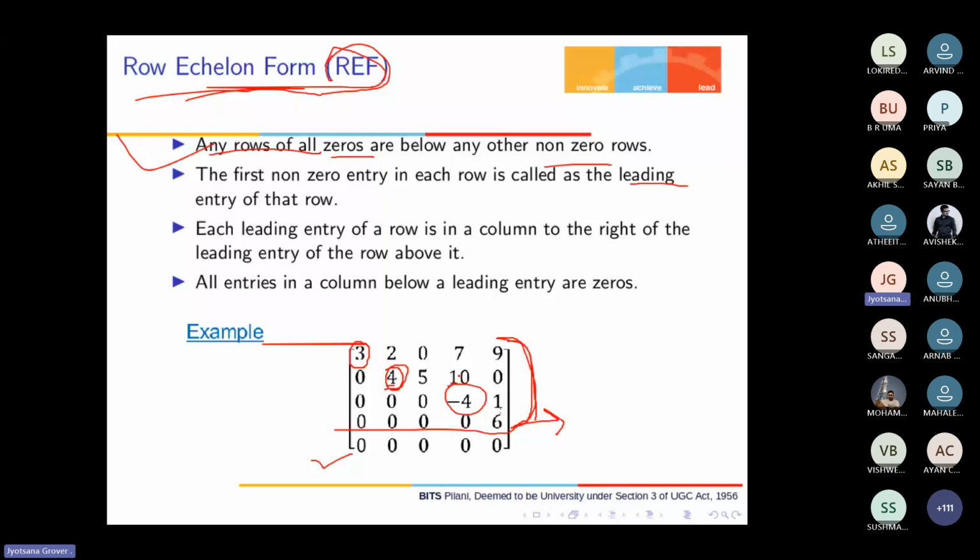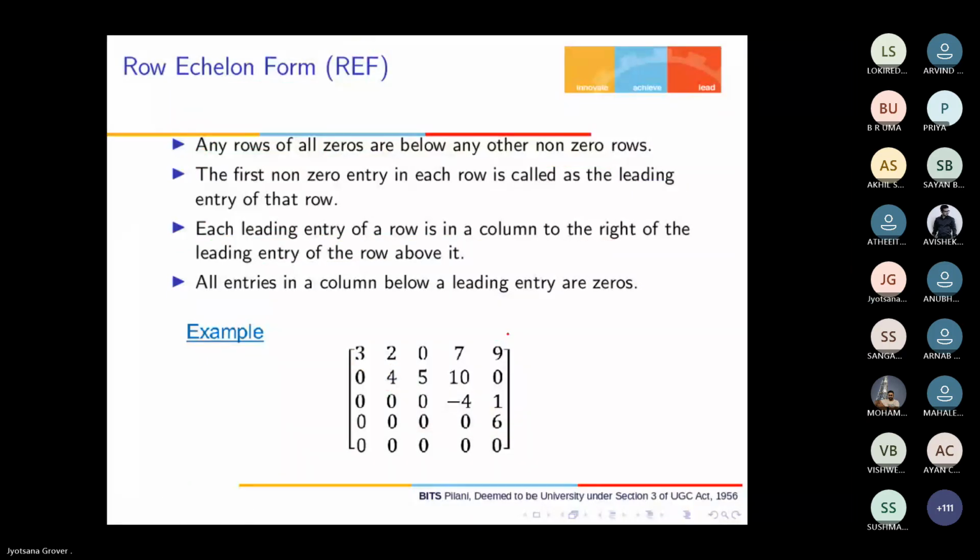Now comes the third point. Each leading entry of a row is in the column to the right of the leading entry of the row above it. Now, what does this mean? So this is the leading entry of row 2, and it is to the right. 4 is on the right of the leading entry of row 1. Similarly, the leading entry of row 3 is on the right of the leading entry of row 2, and also -4 is on the right of the leading entry of row 1, right?